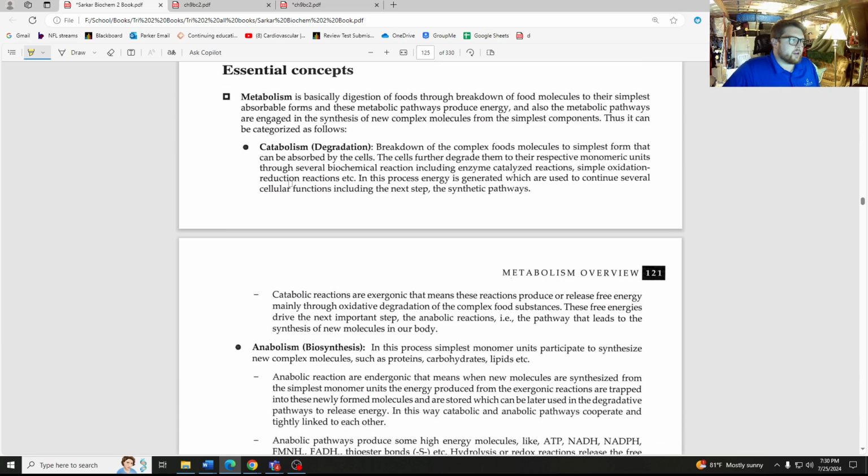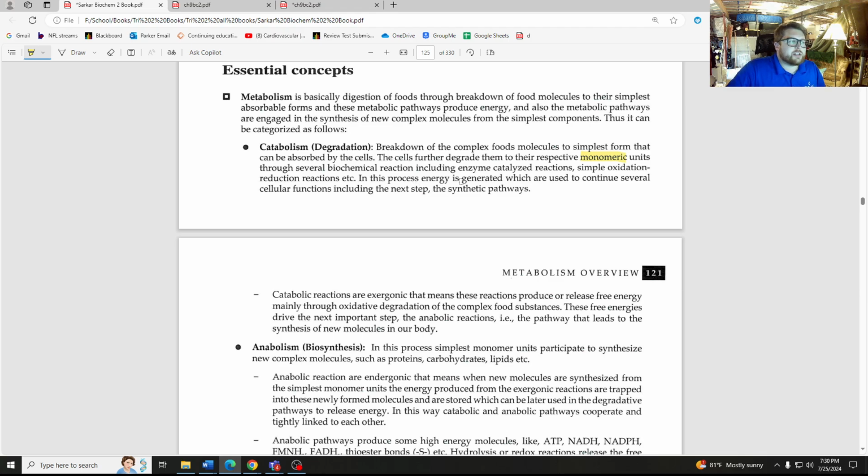Catabolism, aka degradation. Again, a lot of this should be review. Breakdown of those complex food molecules to the simplest forms that can be absorbed by the cells. The cells further degrade them to their respective monomeric, meaning single unit, monomeric units, through several biochemical reactions, including enzyme catalyzed reactions, simple oxidation reduction reactions, etc. Also, remember those catalyzed reactions, thinking about those dehydration, hydration type reactions. In this process, kind of taking out water, putting water back in.